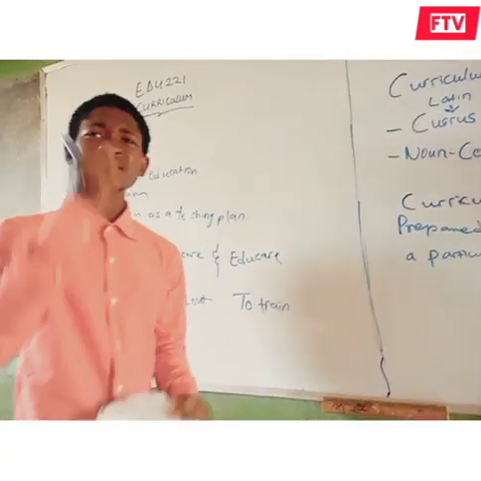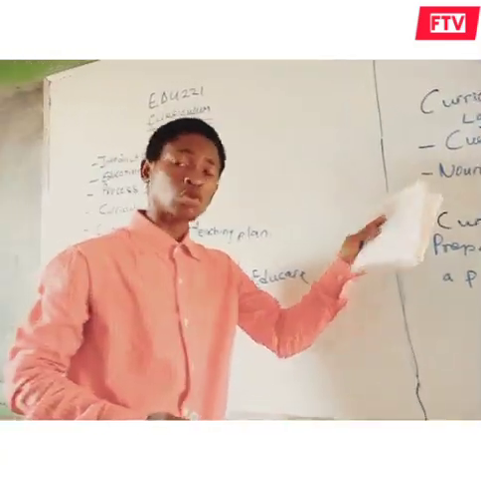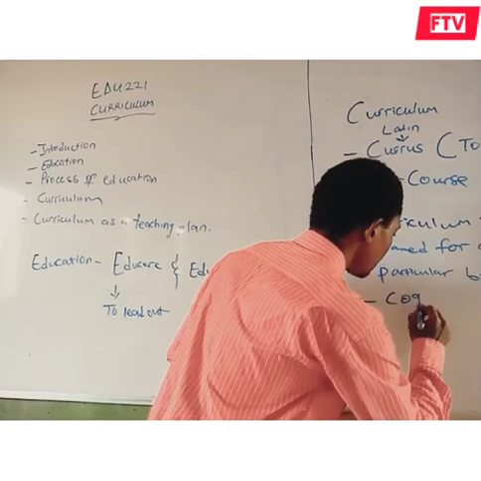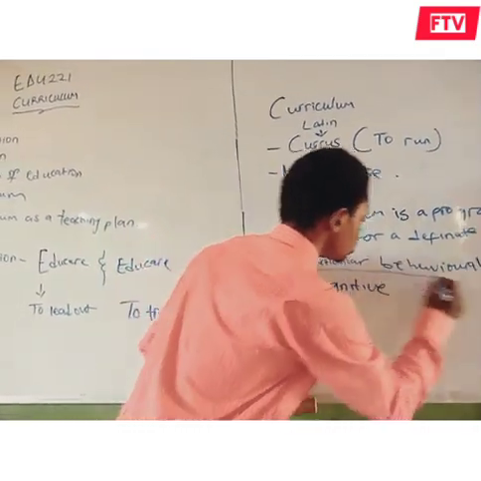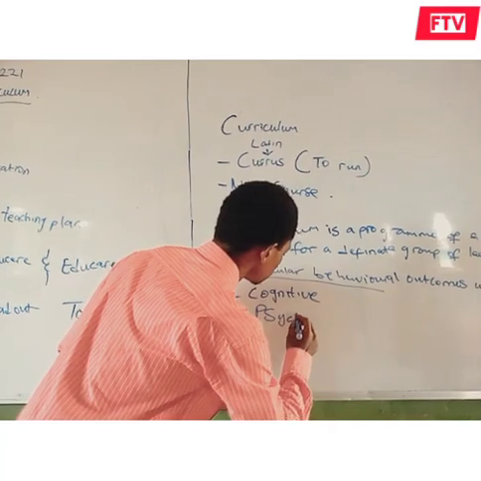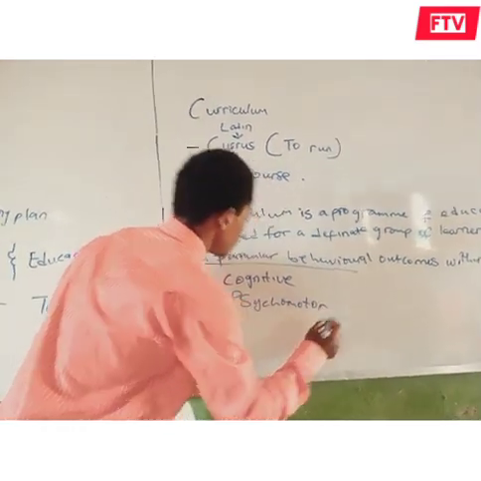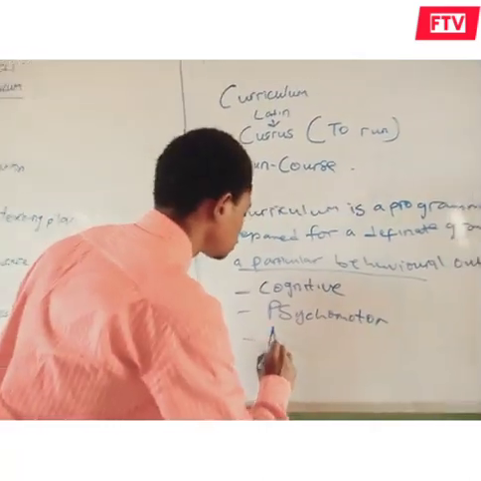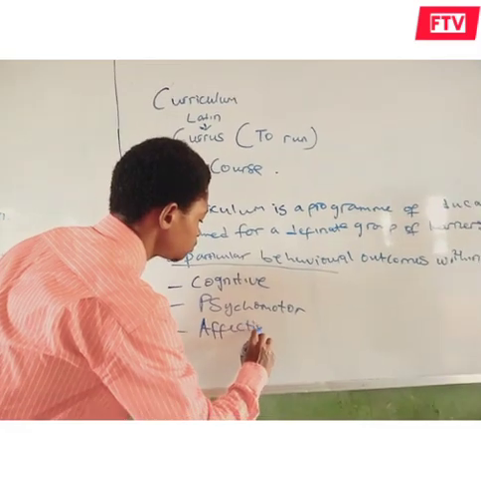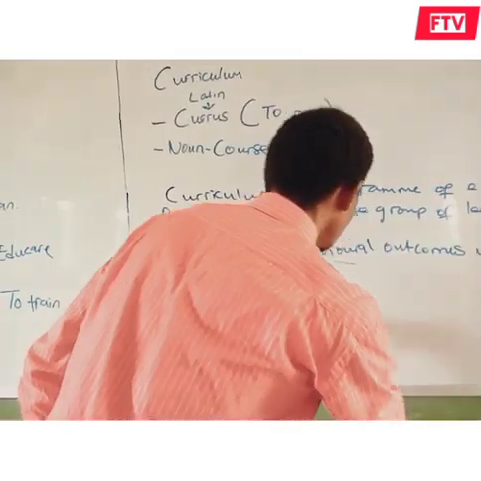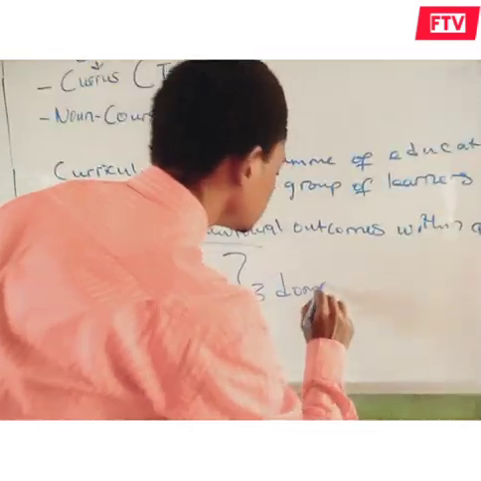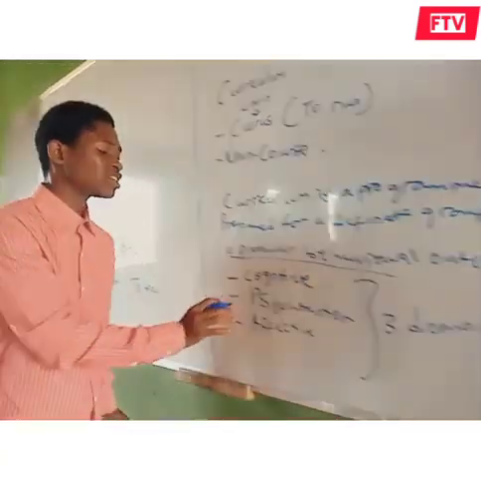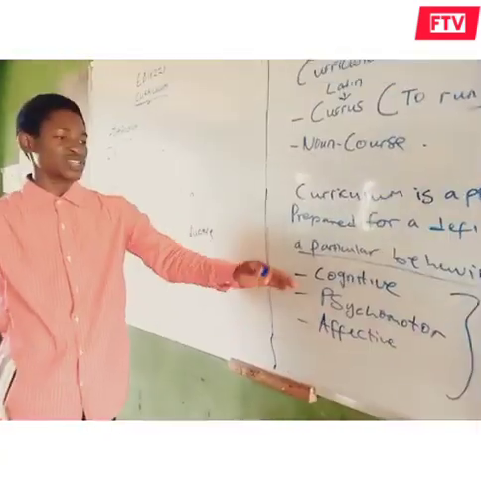These behavioral outcomes can be in three phases. This definition is given to us by Dr. Alade. We have the cognitive aspect, we have the psychomotor, and we have the affective. These are known as the three domains of learning. That is, whatever knowledge you want to acquire can actually be in this phase. It can never exceed these phases.